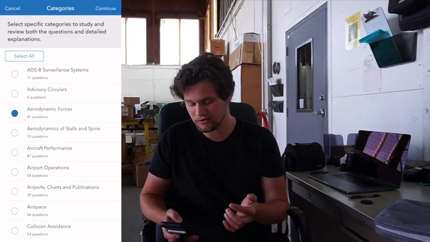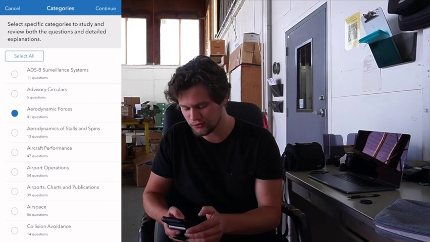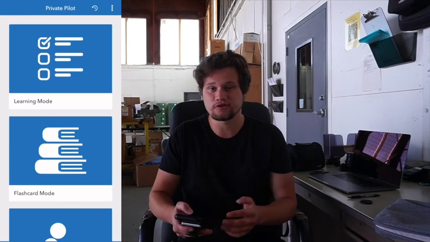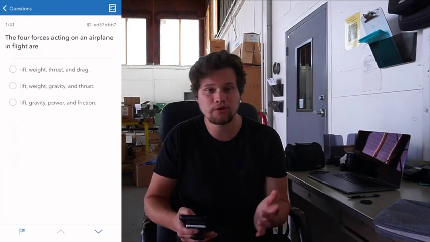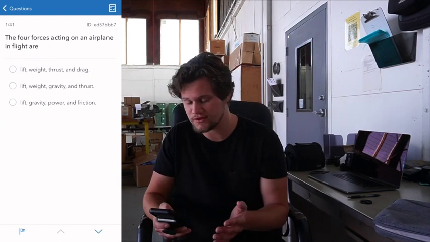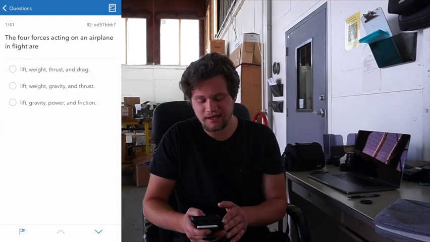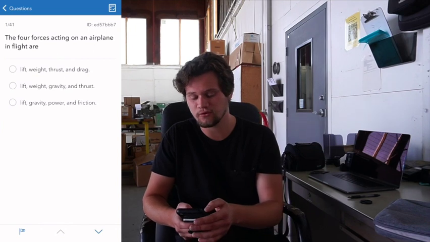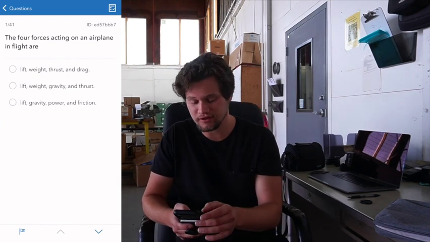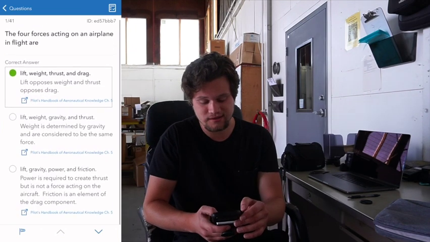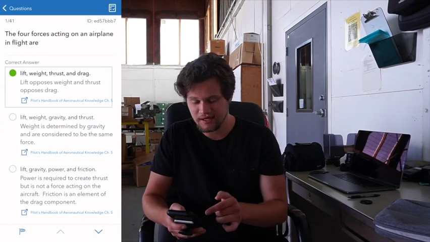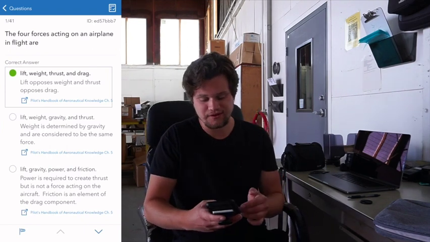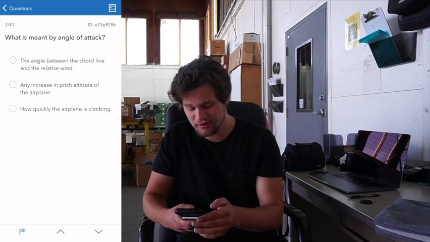So let's say you want to learn about aerodynamic forces, and you can go further into that. All the questions on the FAA written test that are about aerodynamic forces, the same wording is going to be in this app. Alright, so it gives you a couple questions here. Actually, it's 41 questions about the four forces acting on an airplane. And for this one, we know what the four forces are: lift, weight, thrust, and drag. So we see that's right there, and it tells us why. Lift opposes weight. Okay, so it gives us an explanation, and you can continue with the question.